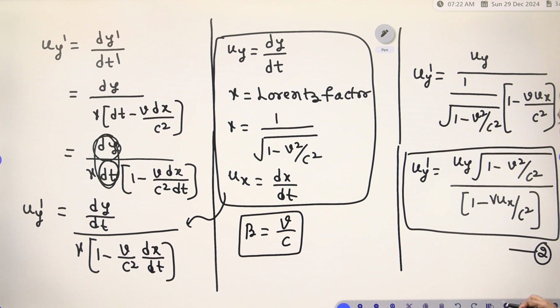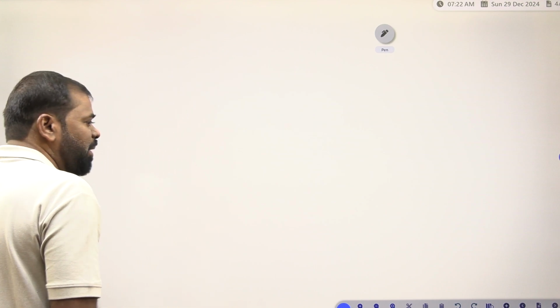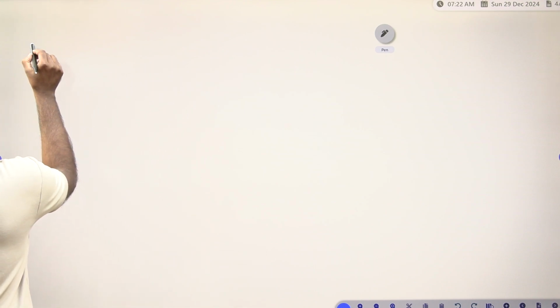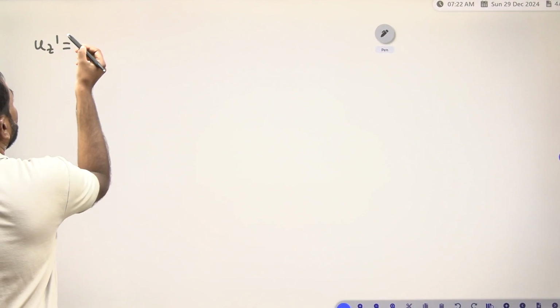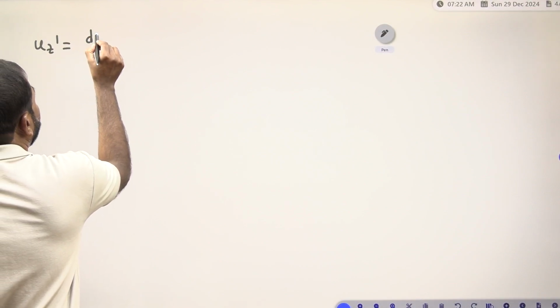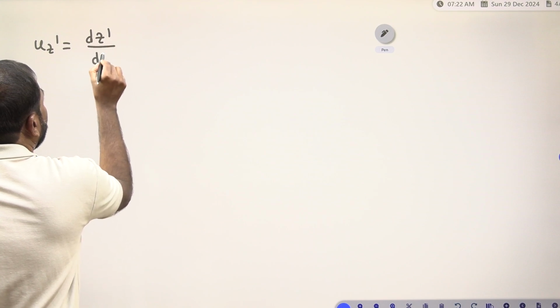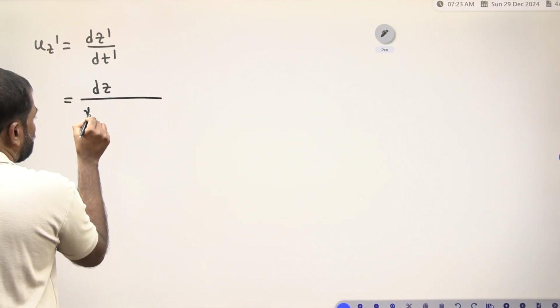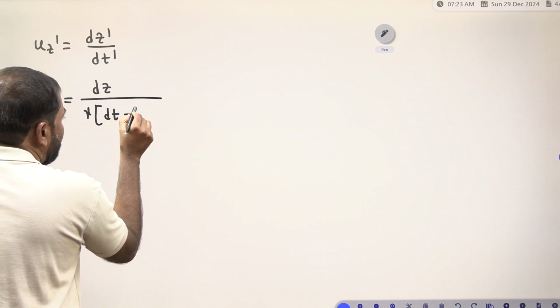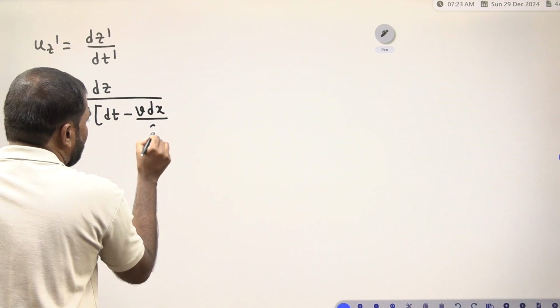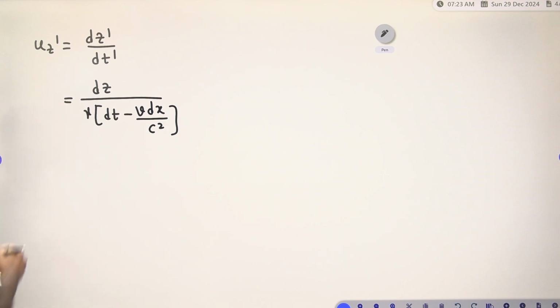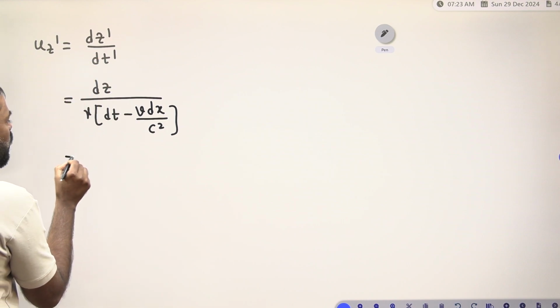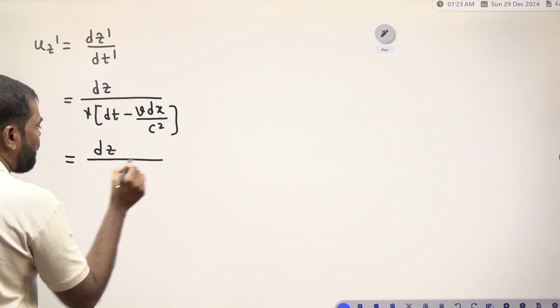Similarly, we have to take u_z dash along the z axis also, because our space is Minkowski space. u_z dash is equal to dz dash divided by dt dash. Here dz dash is equal to dz, but dt dash is equal to gamma into dt minus v into dx divided by c square. I have to substitute the dt value. Now again you follow the similar procedure.